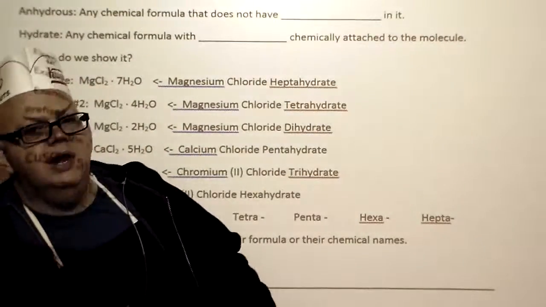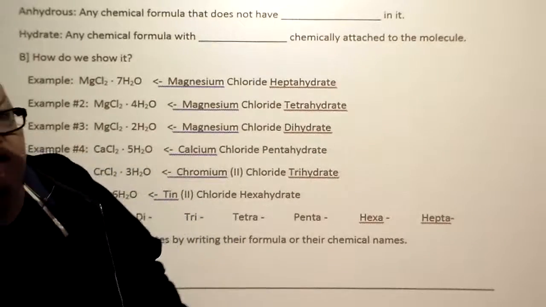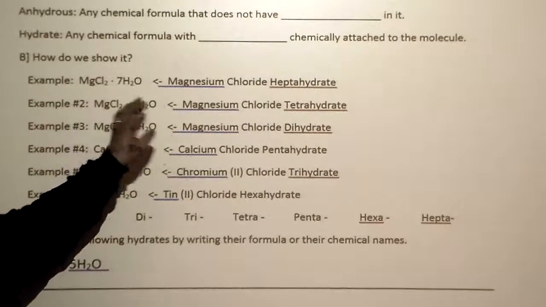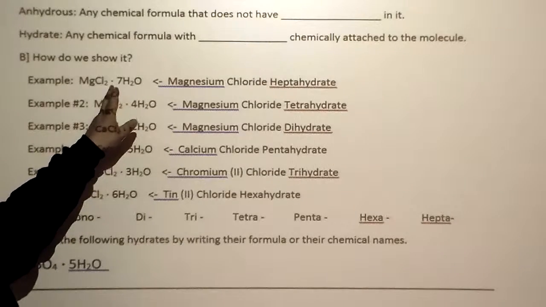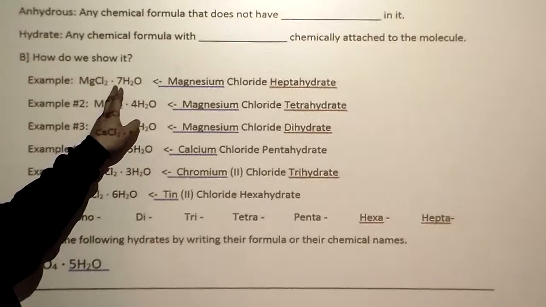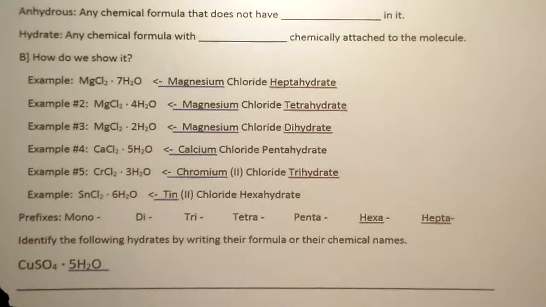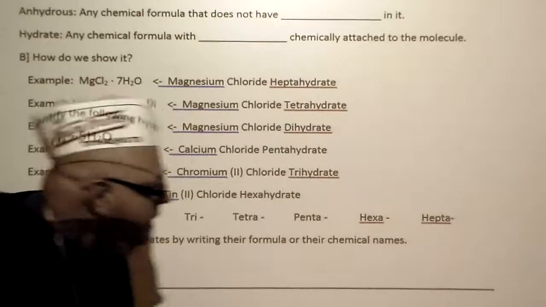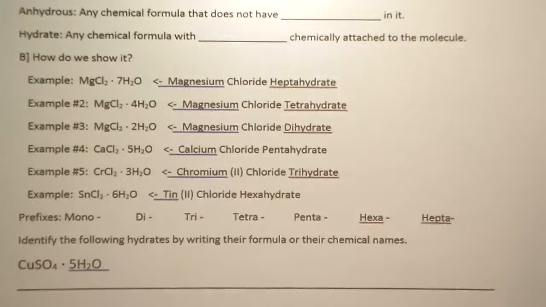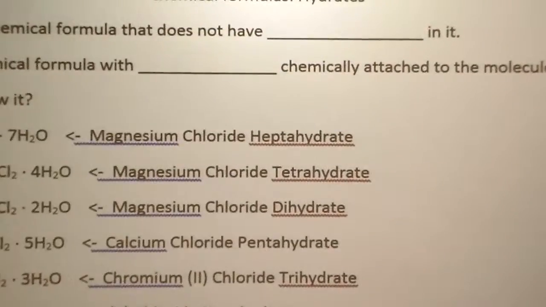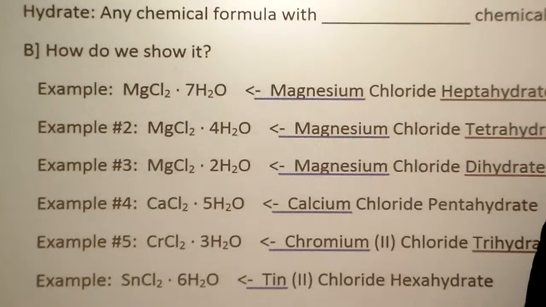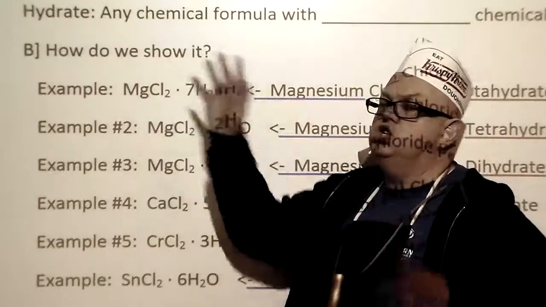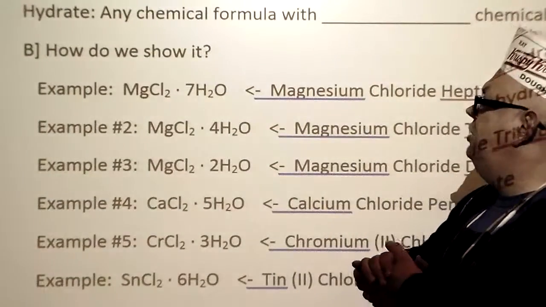Now, when we are naming hydrates, there are a couple of things you have to look at. We have to look at the name of the chemical compound itself. Also, we have to remember there's a notation there. There's a dot. Okay? So, let me expand upon this a little bit. When you're looking at something like this, how do we show that something is a hydrate?